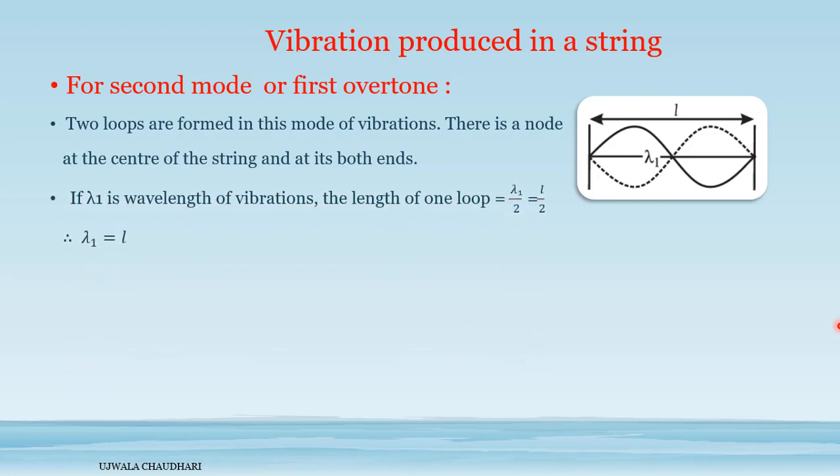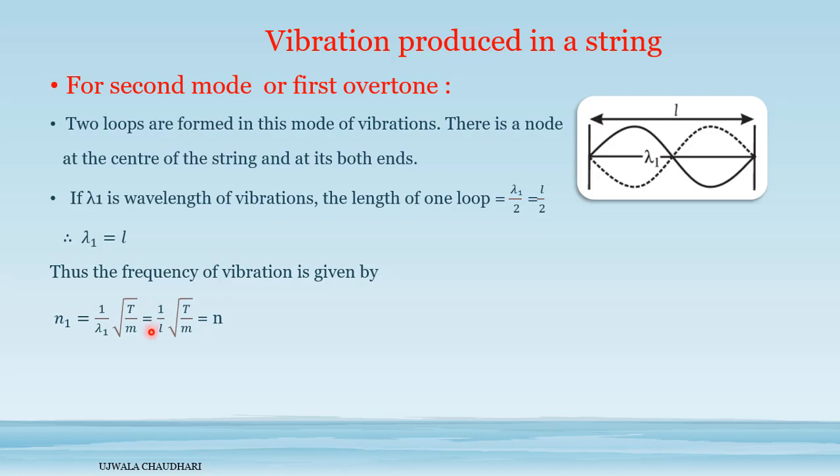If lambda 1 is the wavelength of vibrations, the length of one loop, that is lambda 1 by 2, is equal to L upon 2. Therefore, lambda 1 is equal to L. Thus, the frequency of vibration is given by n1 equal to 1 upon lambda 1 root T by m, equal to 1 upon L root T by m. Multiplying and dividing by 2, we get 2 upon 2L root T by m, that is 2n.